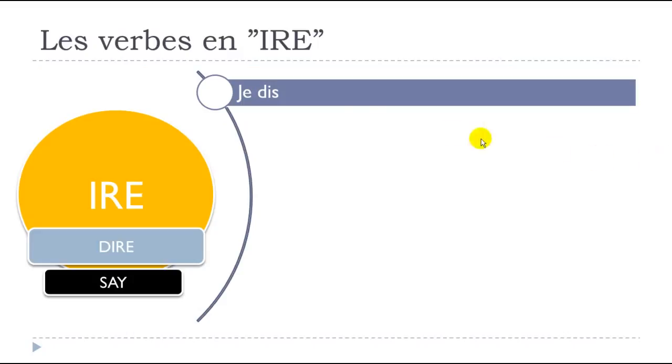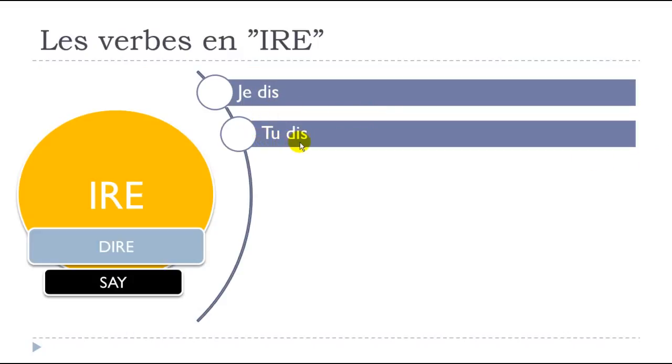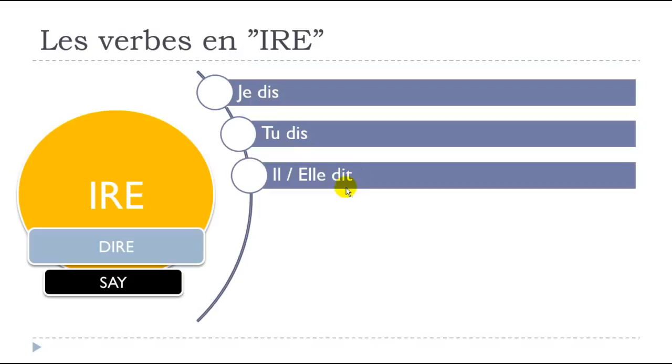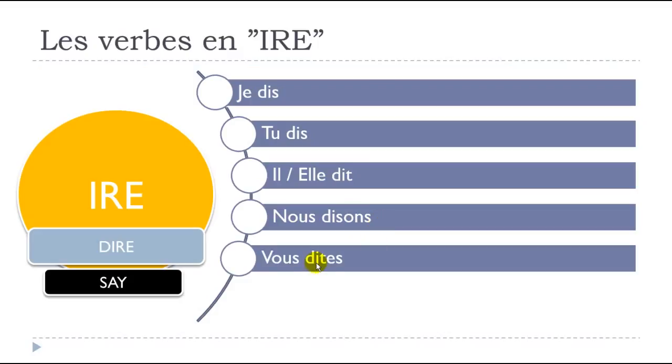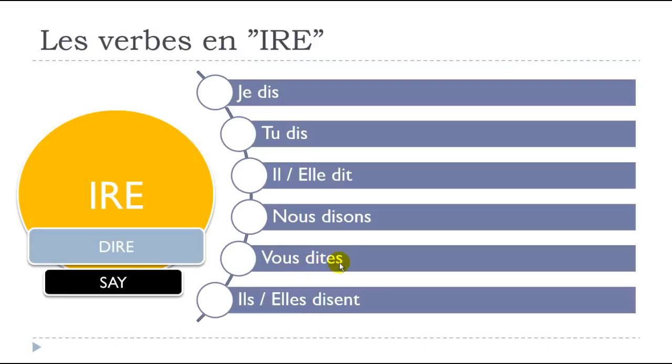Je dis, tu dis, il dit, elle dit. Nous disons, vous dites, and now you can see the tricky thing here. It's not vous disiez, as many would think, but it's vous dites, final S not pronounced, vous dites. Ils disent, elles disent.